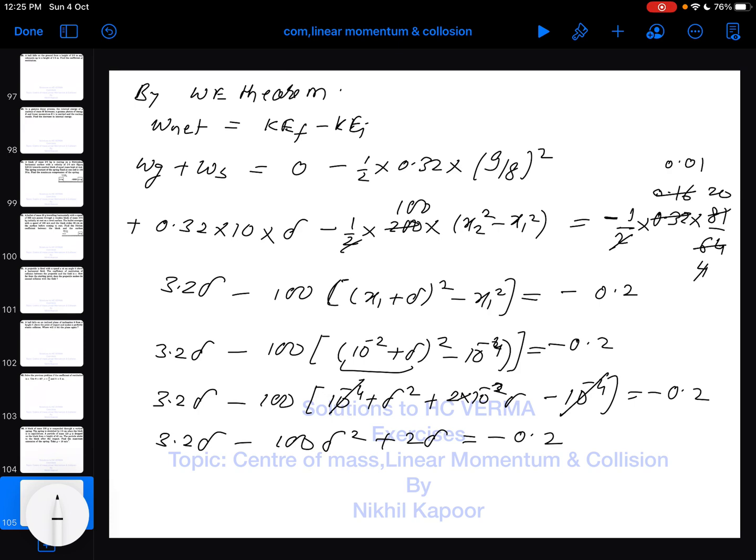Okay, so the equation becomes 3.2 delta plus 2 delta will be equal to 5.2 delta minus 100 delta square is equal to minus 0.2. Now let's write this in standard form. So in standard form I can write this as 100 delta square minus 5.2 delta minus 0.2 equal to 0.